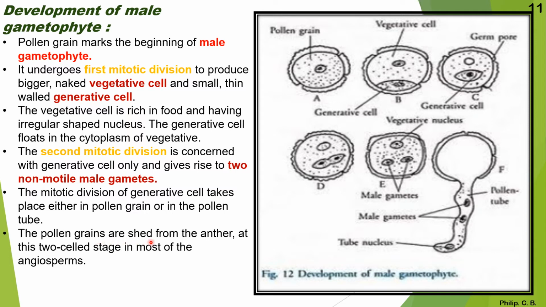The pollen grains are shed from the anther at the 2-cell stage in most of the angiosperms. Clear? So from the image, the stages are very clear. Just see the first part: A, pollen grain; B, vegetative and generative cell; C, the germ pore, and the generative cell starts to divide. Here you can see the division, and here 2 male gametes are formed in E, and in F the male gametes are passed through the pollen tube.